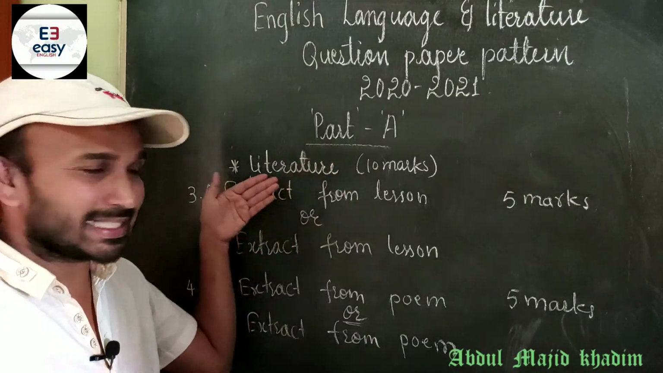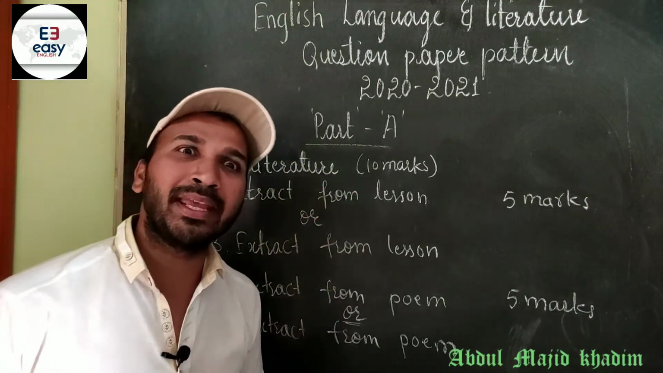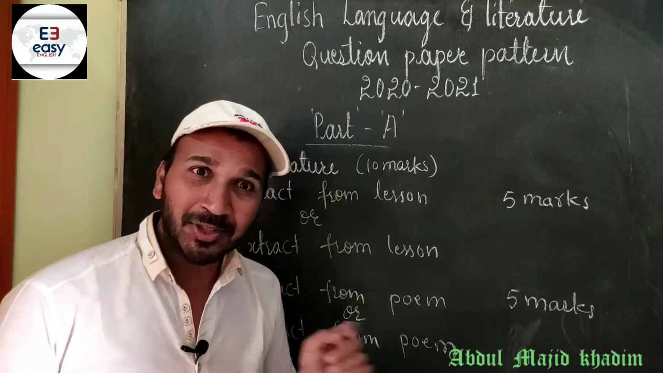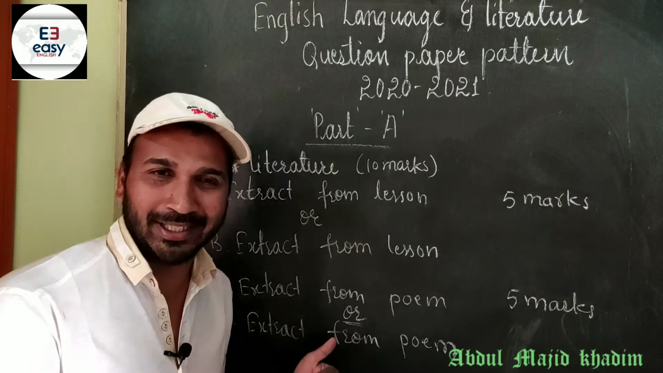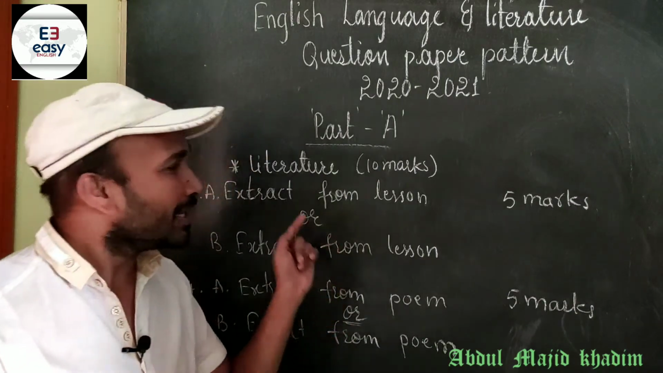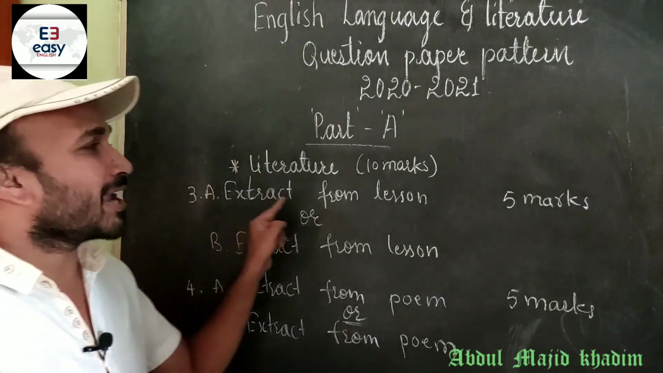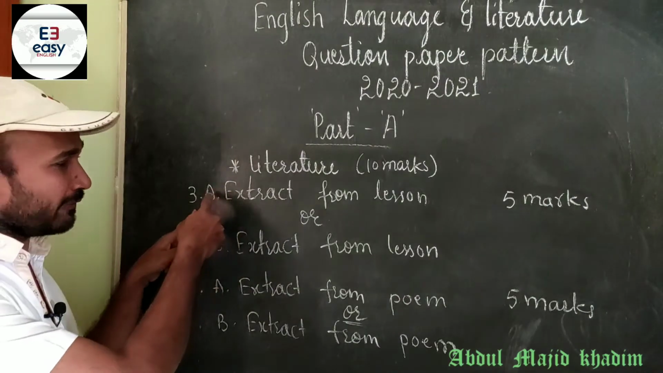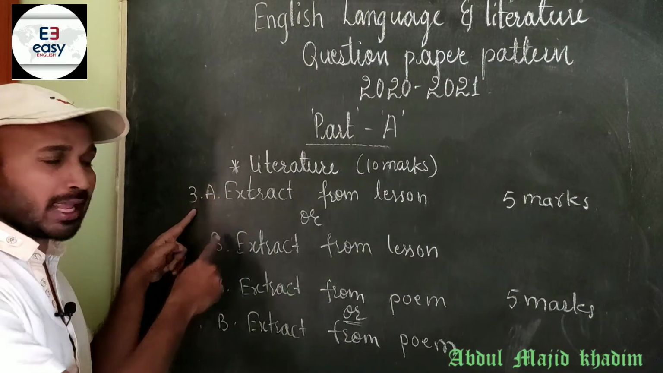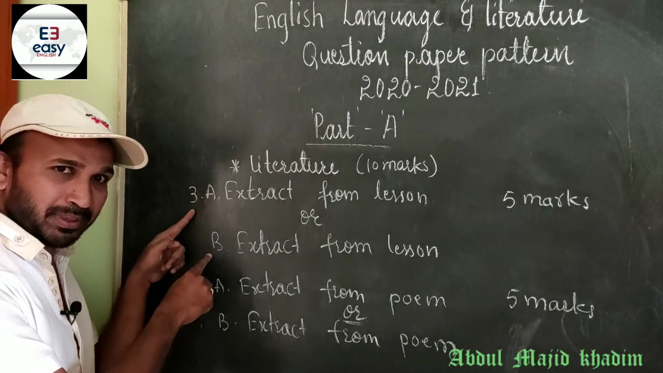In part A, the second part will be literature, that is for 10 marks. It is also based on reading. So that's why it is included in the reading part. What type of questions will be from the literature? It is an extract from the lesson. The third question also has two questions, A as well as B. The third question will have A and B questions.